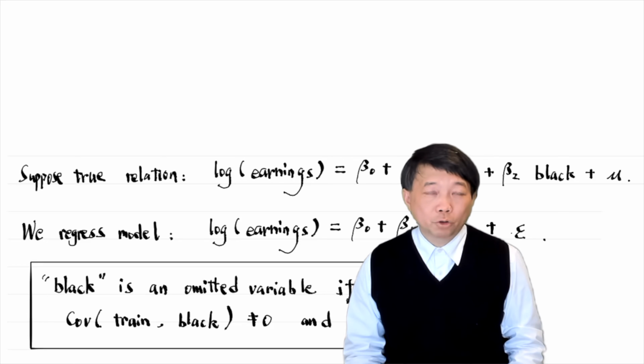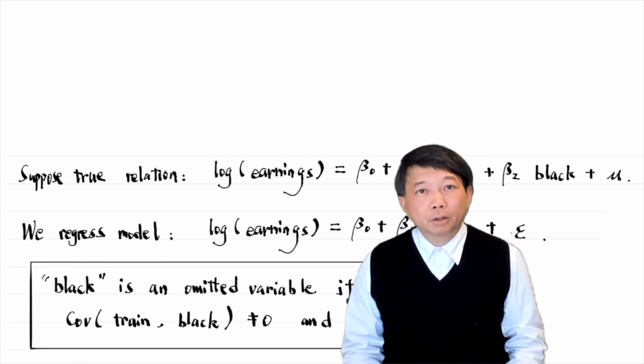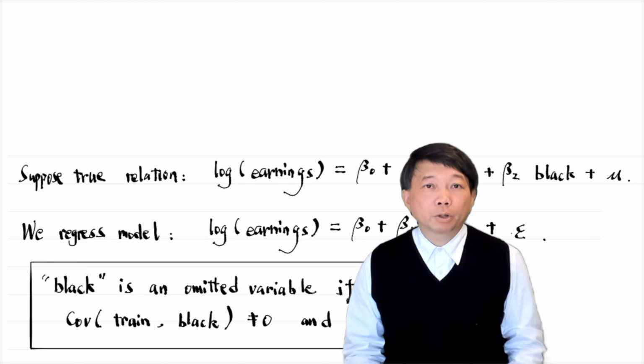For more information about omitted variable bias and potential solutions to alleviate it, please refer to Topic 13 and Topic 14 in this course.